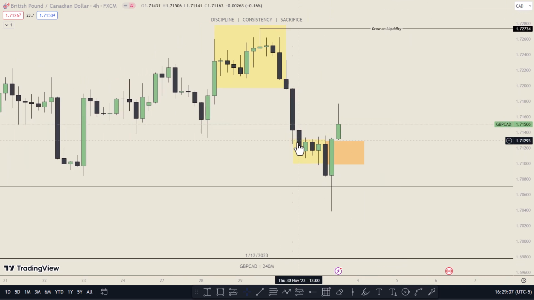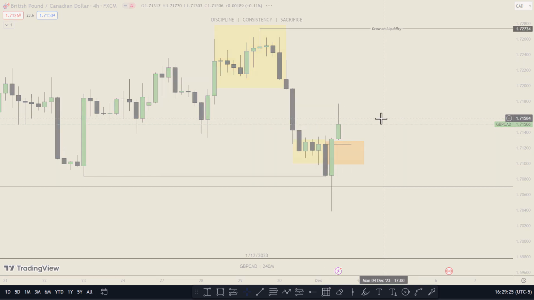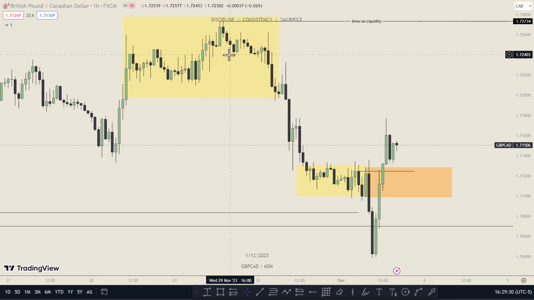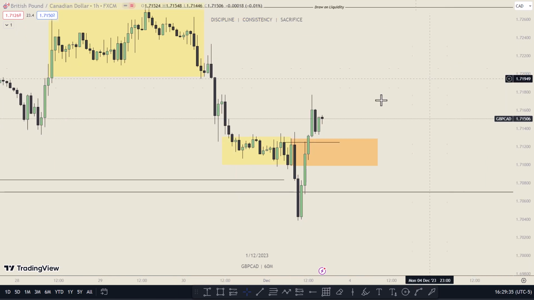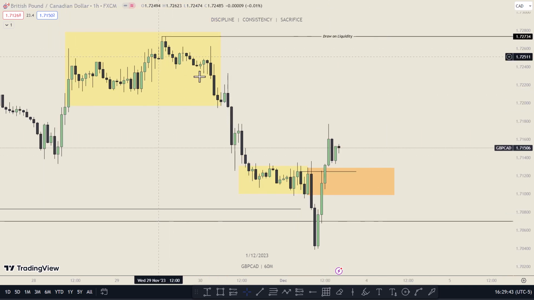So on the 4-hour we have taken liquidity from here. So this candle right here took liquidity, and the next candle immediately closed above it. So this is an order block, high probability order block, change in the state of delivery, right? And on the 1-hour, we have a breaker block right here and a market maker buy model, just like the AUD against the Canadian dollar chart. So what I'm looking for is a move to here, right? And then I will look for buys into this original consolidation.